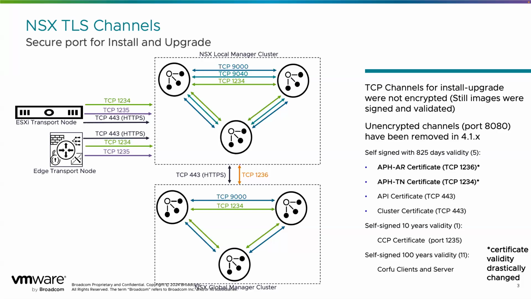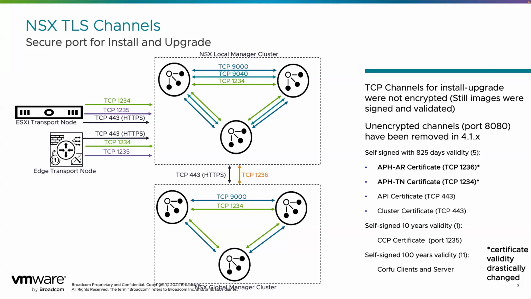So in 4.1, all those certificates that are leveraged by these channels are now exposed in the UI, and their default validity has been lowered. So now you cannot really wait 10 years to replace them. If you do a fresh installation of NSX 4.1, you would have these new certificates that are short-lived.